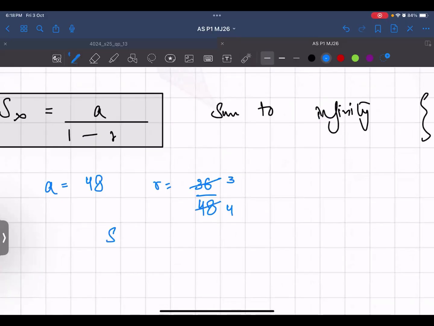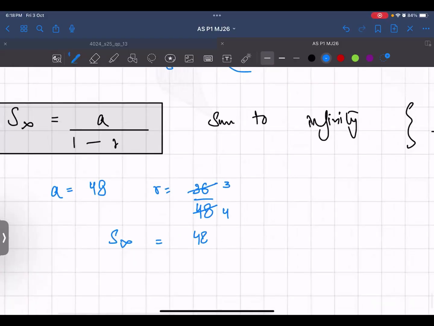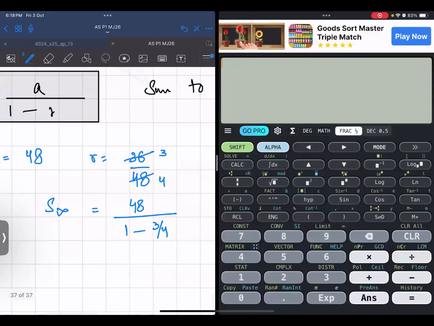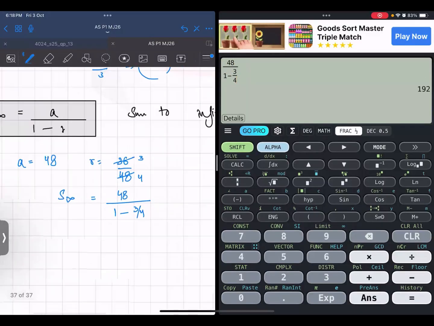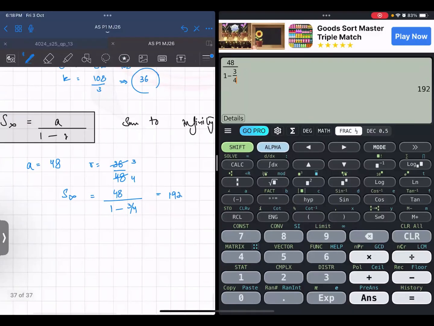So now your sum to infinity will be 48 upon 1 minus 3 upon 4. So 48 upon 1 minus 3 upon 4 is 192. That's it. This is your sum to infinity in this case.